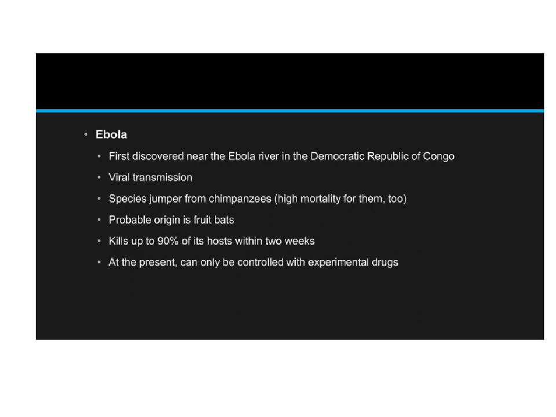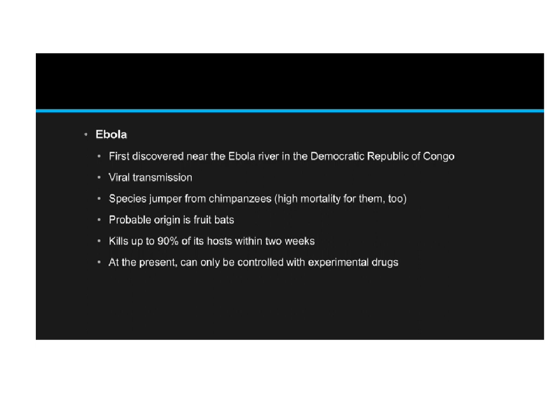Ebola, first discovered near the Ebola River in the Democratic Republic of Congo, hence its name. It is a virus. It's viral transmission. Again, it's a species jumper. It jumped from chimpanzees, and Ebola causes high mortality in chimpanzees as well. Its probable origin is fruit bats, although that's still being investigated. Like, where is its species reservoir? Probably fruit bats, but we're not 100% sure.